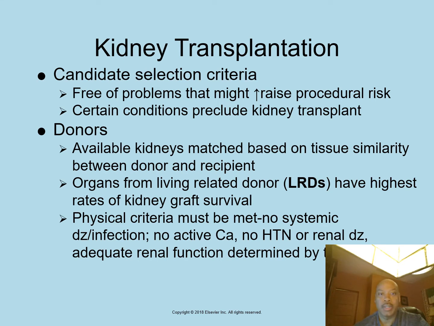As far as donors, donors can be living-related type. They can also be non-heart beating donors and also cadaveric donors as well. Available kidneys are matched on basis of tissue type, similarity between the donor and the recipient. And some donor transplant centers require also a psych evaluation before donating as well. So you're looking at basically the whole patient, so to speak.